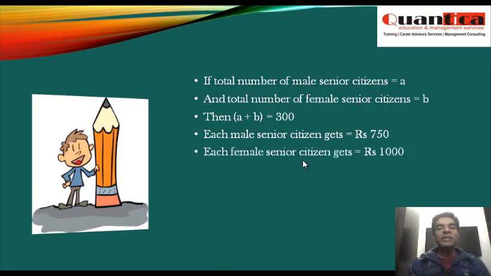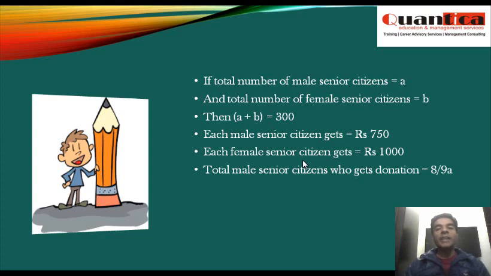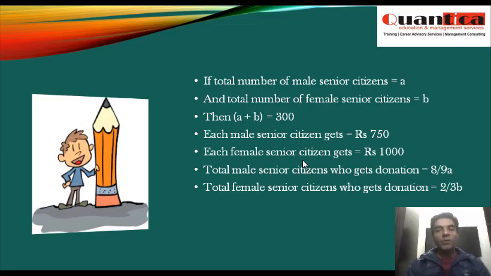And it is also given that the male senior citizens who get the donation out of A is 8 by 9. So 8 by 9 of A gets the donation, while the female senior citizens who get the donation are 2 by 3 of B. Now we are supposed to find the total amount. Each male senior citizen has got 750, so they would have got 8 by 9 into A into 750, while their contribution for the 2 by 3 of B senior citizens would have been 2 by 3 into B into 1000.